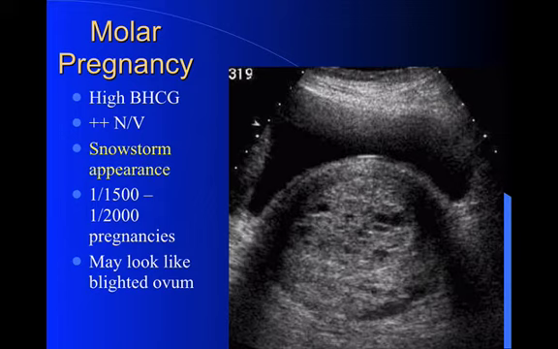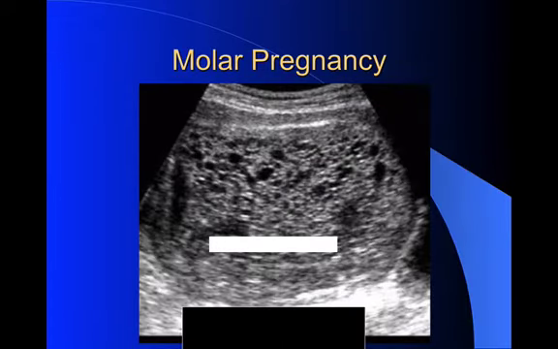A molar pregnancy has a very high HCG associated with it, and therefore the women have a lot of nausea and vomiting. It's considered a snowstorm appearance of the uterus and occurs in 1 in 1,500 to 1 in 2,000 pregnancies. Occasionally, especially if a patient has a history of molar pregnancies, they are more likely to have them in the future. And up to 1/3 of these can look like a blighted ovum. And this is another example. It's a cluster of grapes or snowstorm appearance of the endometrium.